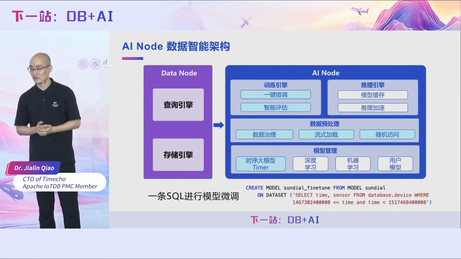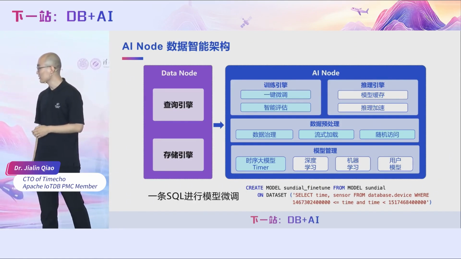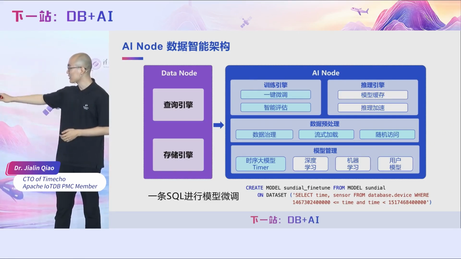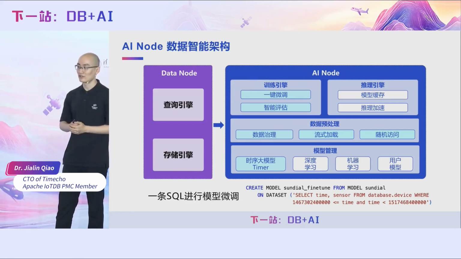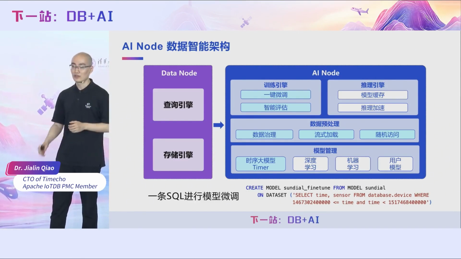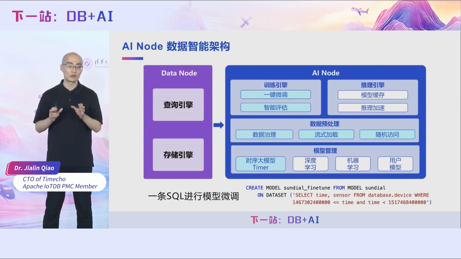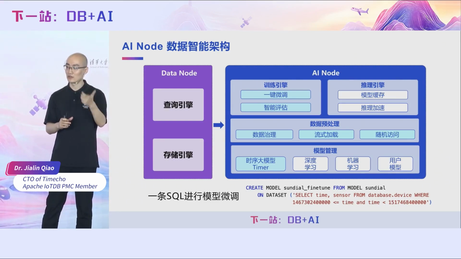With just one SQL statement, we can fine-tune the model. If we look at this SQL, there are actually two important pieces of information. One is from model. The from model part specifies the model algorithm for fine-tuning. Below is a dataset. For this dataset, we can specify data in a database we want to use for fine-tuning. It could be incremental data from a device on a particular day.